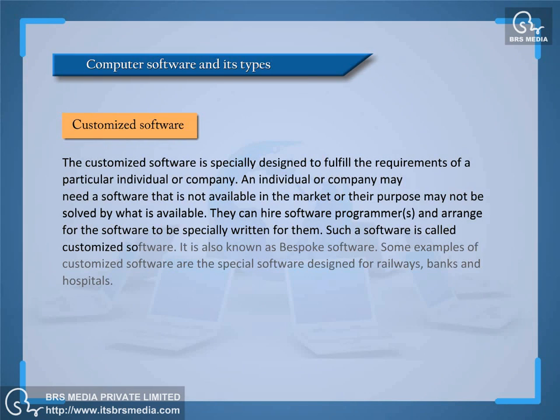Such a software is called customized software. It is also known as bespoke software. Some examples of customized software are the special software designed for railways, banks, and hospitals.